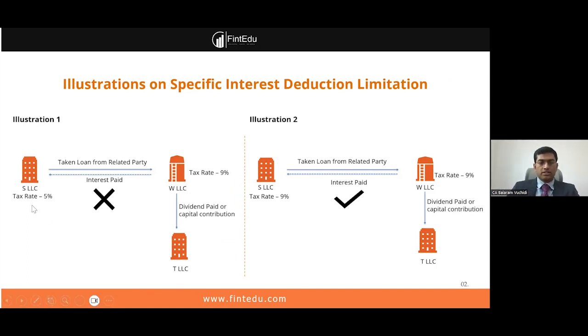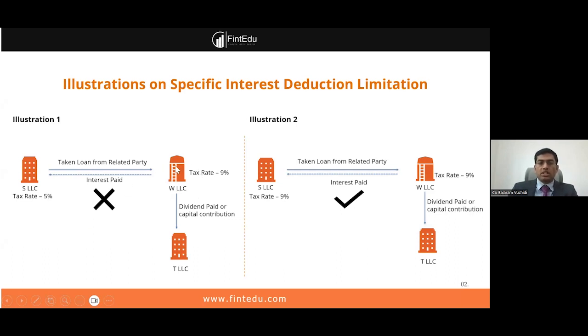Illustration 1: SLLC, where the tax rate is 5%, has given a loan to WLLC, where the tax rate is 9%. And the funds or loan taken from SLLC is used for payment of dividends or capital contribution to TLLC. This is also a related party. Since SLLC has 5% and WLLC has 9%, there is no uniformity of tax rate. WLLC is paying interest to SLLC, where the tax rate is lower. So there's a clear tax advantage that the group is taking by doing this particular arrangement.